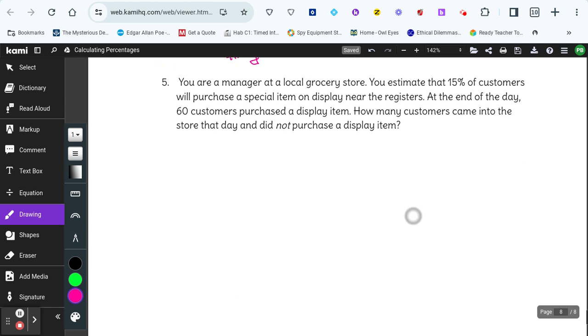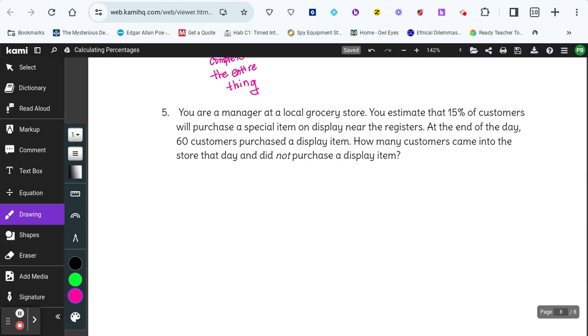All right, let's take a look at number 5. You are a manager at a local grocery store, and you estimate that 15% of customers will purchase a special item on display near the registers. At the end of the day, 60 customers purchased a display item. How many customers came into the store that day and did not purchase a display item? So I don't just want to know how many customers came into the store. I need to figure out how many came in but didn't get a display item. I know 60 of them got the display item, so it's got to be some amount minus 60.